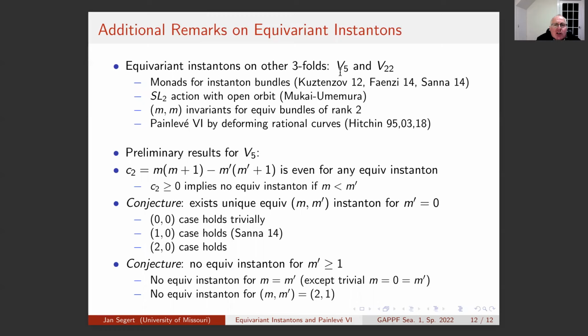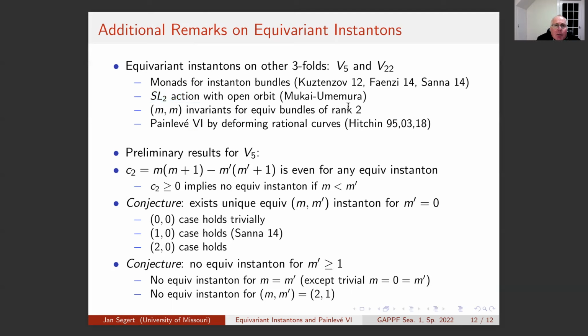As I just mentioned, my interest in doing this in detail now is to also carry this over to V5 and V22. For these cases, this combination of authors did various contributions studying instantons on these, and this is a very interesting topic. There are other three manifolds where you can study instantons, but these are the ones that have a nice instanton structure and also have an SL2 action with open orbit. These are the ones I'm interested in because, as we'll talk about in the second part, I have specific conjectures about what happens if you have an SL2 equivariant instanton on a threefold.